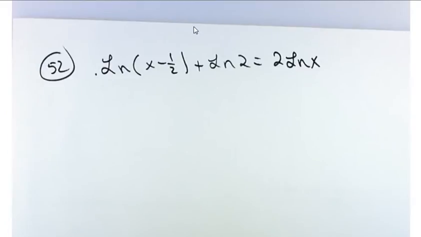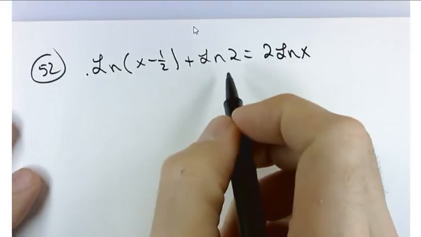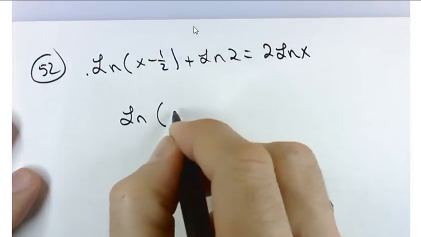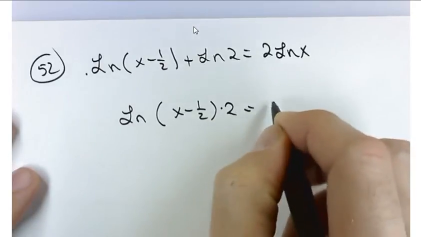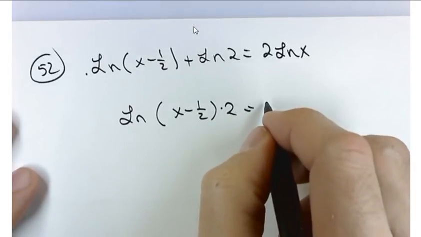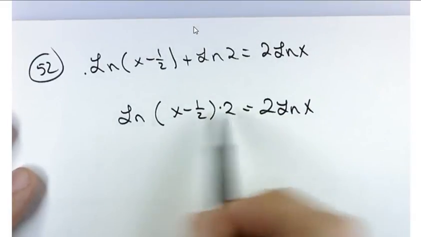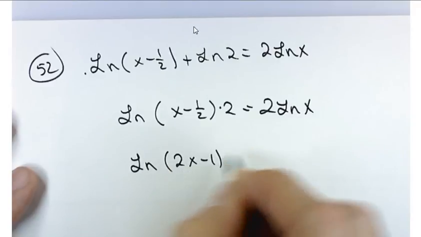So kind of like the last one, before we start getting rid of the logs on both sides, we have to clean things up. I'm going to first bring these two terms together. This is the ln of x minus 1/2 times 2. And on the right-hand side, I get 2 ln of x. You can distribute that too. In fact, it makes a nice little difference. You get 2x minus 1 equals 2 ln of x.